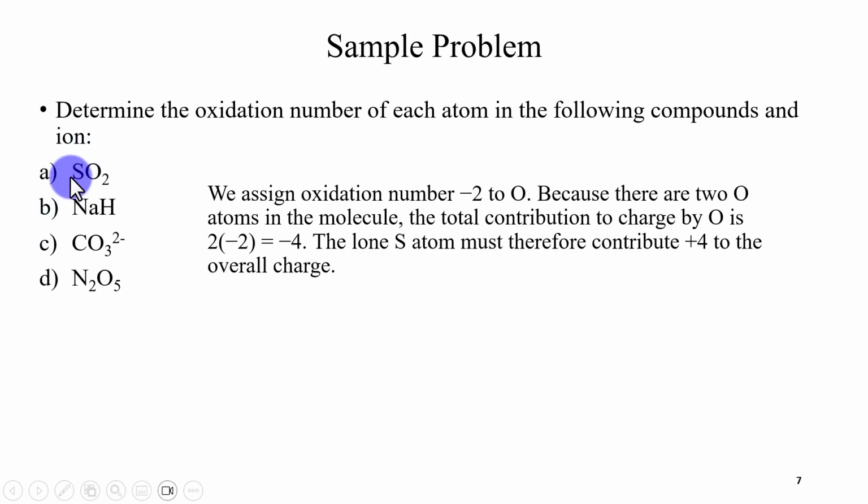The lone atom will have to carry all the positive, to get an overall charge of 0. If this has a -4, this has to be a +4, so it has to have a +4 oxidation number to be able to counteract that -4 charge contribution from the oxygen. Now you try B, C, and D on your own.